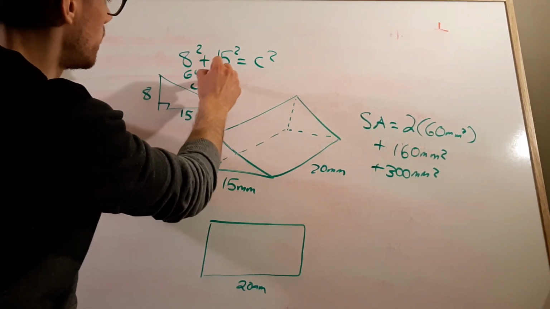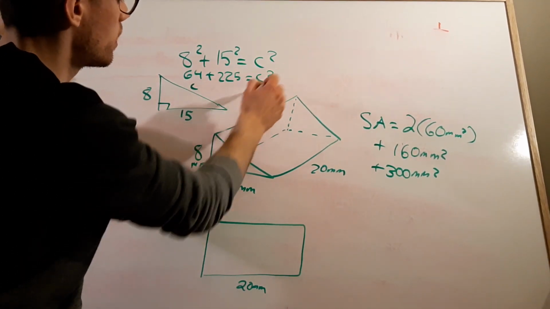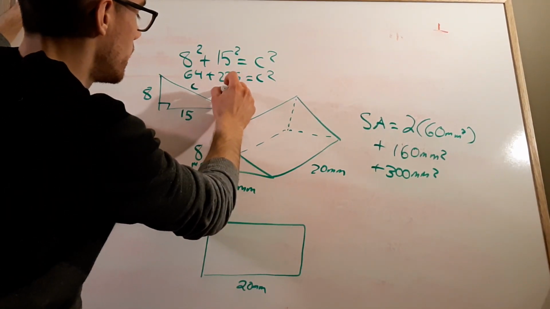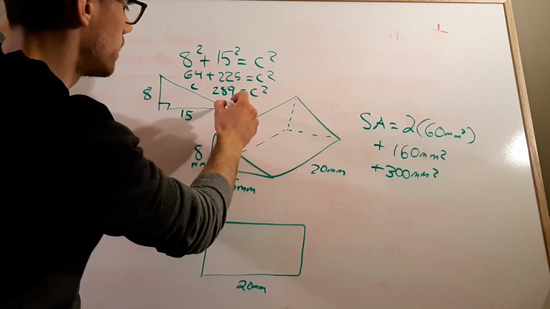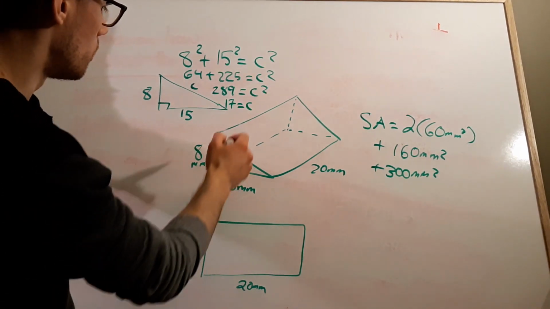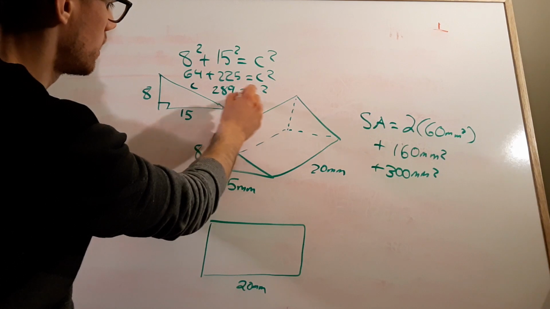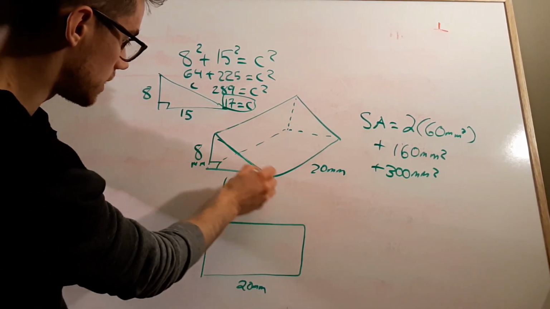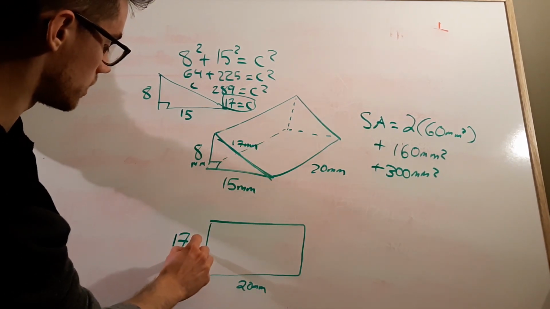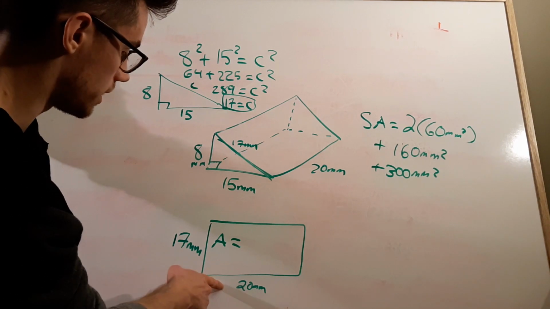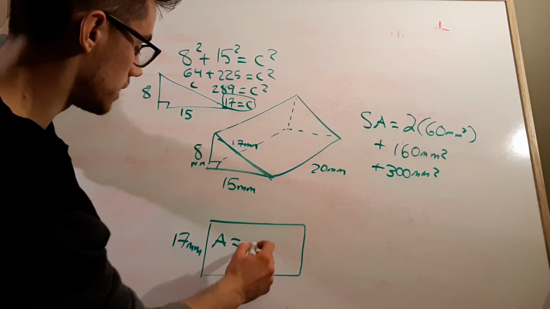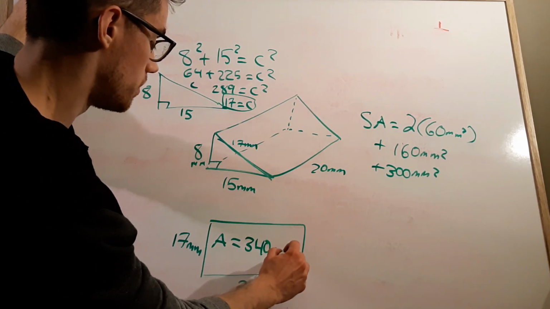That's 64 plus 225 is equal to c squared. 64 plus 225, I'll do the quick math for you, is 289. And that gives us 17 is equal to c when I square root both sides. So that means this side length here is 17 millimeters, which means this side length here is 17 millimeters. So when I multiply this by this to get the area of this last face, 17 times 20, I think that's going to be 340 millimeters squared.